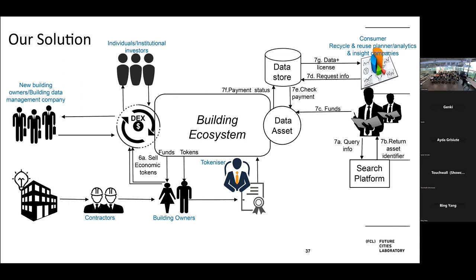So there are two kinds of economic models here. When the consumer requests information, they do not actually get the rights of ownership to this information. They simply have the rights to use this information, which means that under the license terms, they cannot sell the information to a third party, but they are free to analyze it and use it for their own purpose.